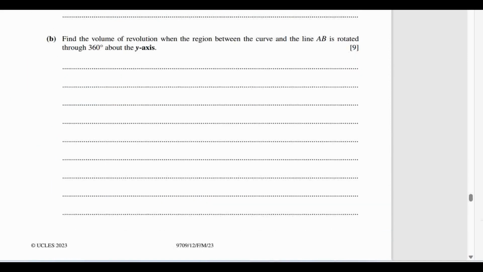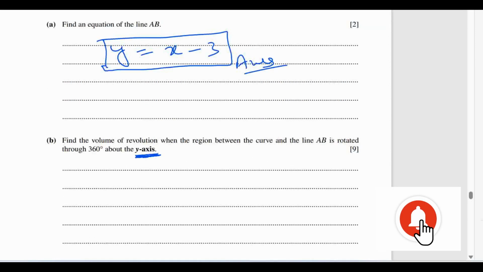Let's move on to the next part. Find the volume of the revolution when the region between the curve and the line is rotated through 360 degree about the y-axis. Now this is a very important point, that about the y-axis. Now about the y-axis means that we have to make x as the subject and then take its square to find the volume.